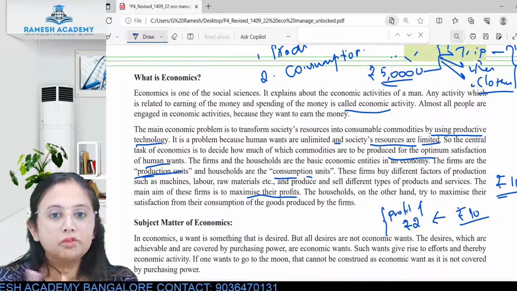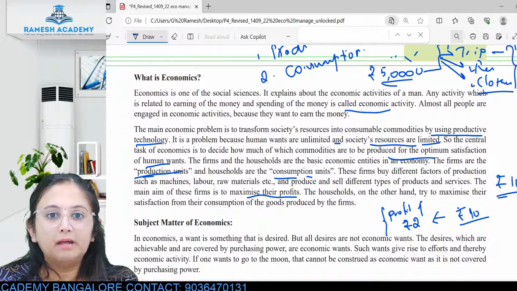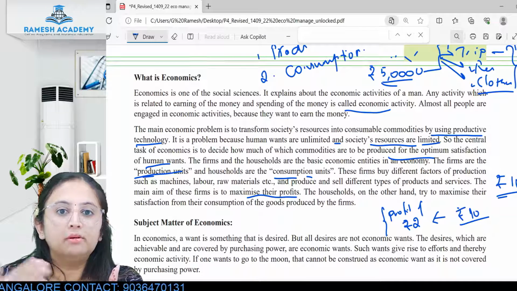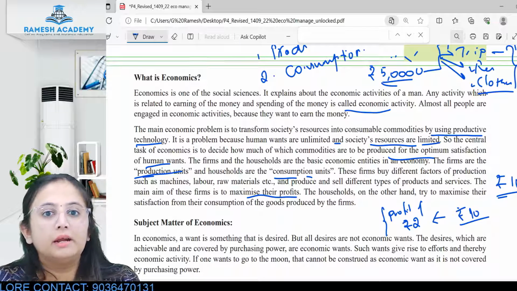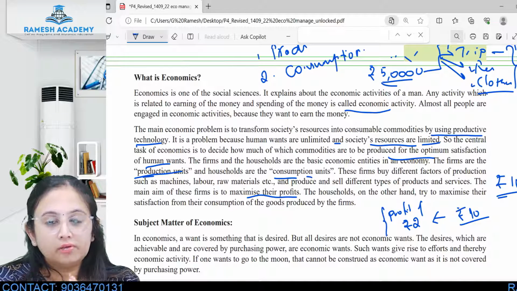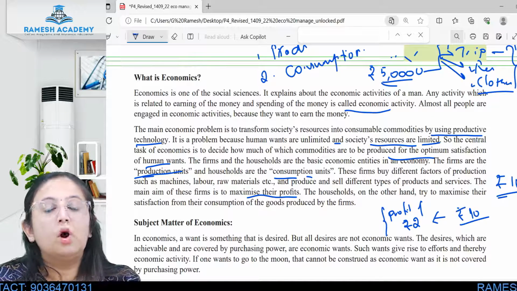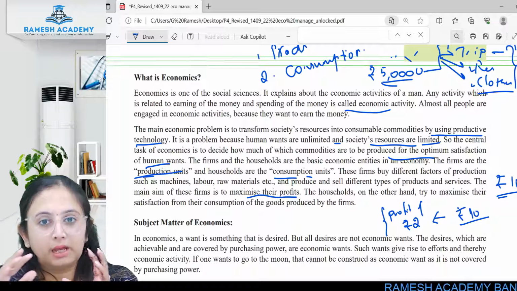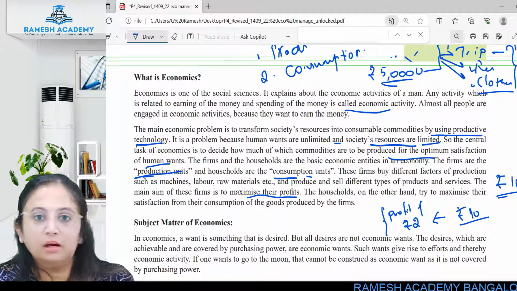So those consumption units, that is the households, they will buy, they will consume my product. As long as they keep on buying my products, I keep on getting my profit. And I also try to improvise my technique or improvise my quality of the product, so that I want to increase the profit, maximize the profit. So mainly my aim is what? Maximizing the profit.